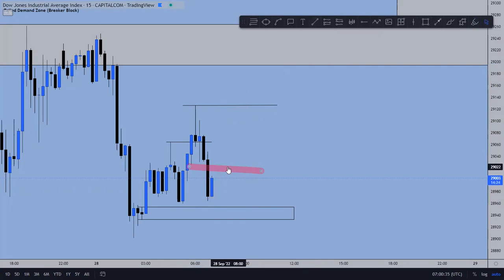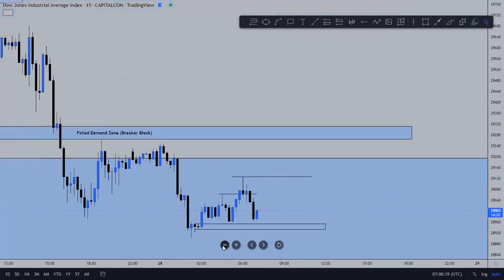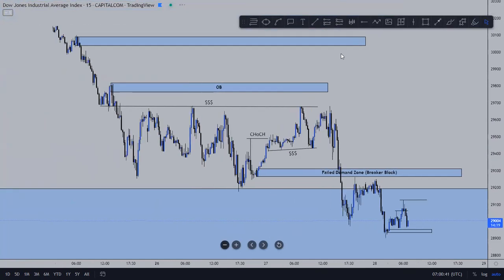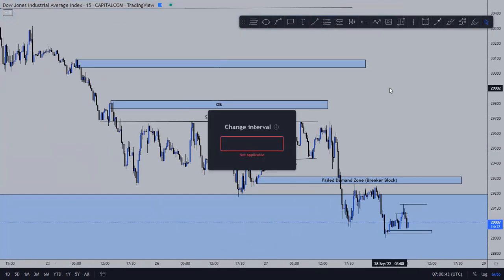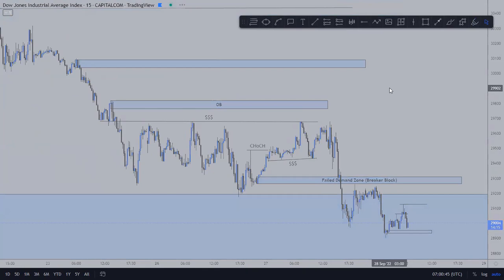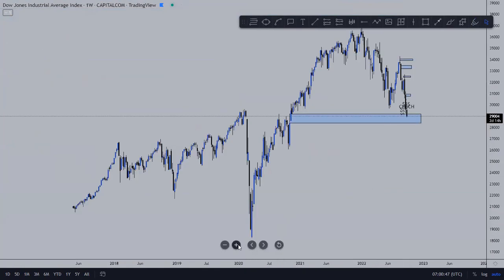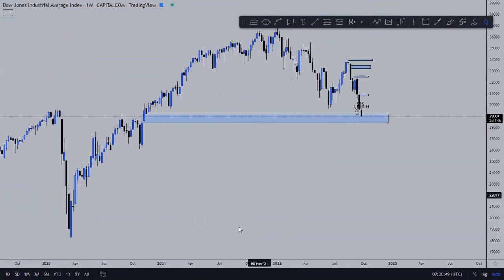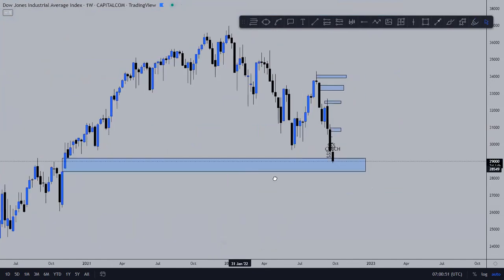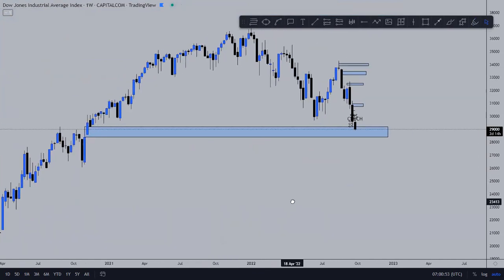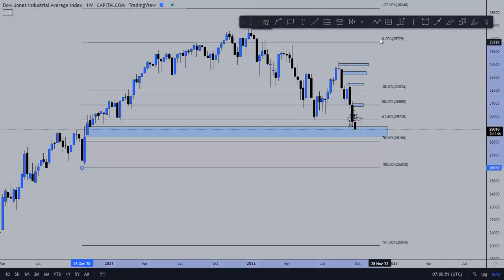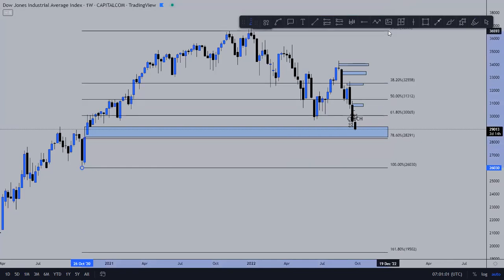So I'm simply looking for entry confirmations in this whole zone. If this market breaks this whole zone that I've just marked, I marked this zone based on, I think, a weekly time frame. So this zone is actually big because it goes all the way to... so this is the zone.